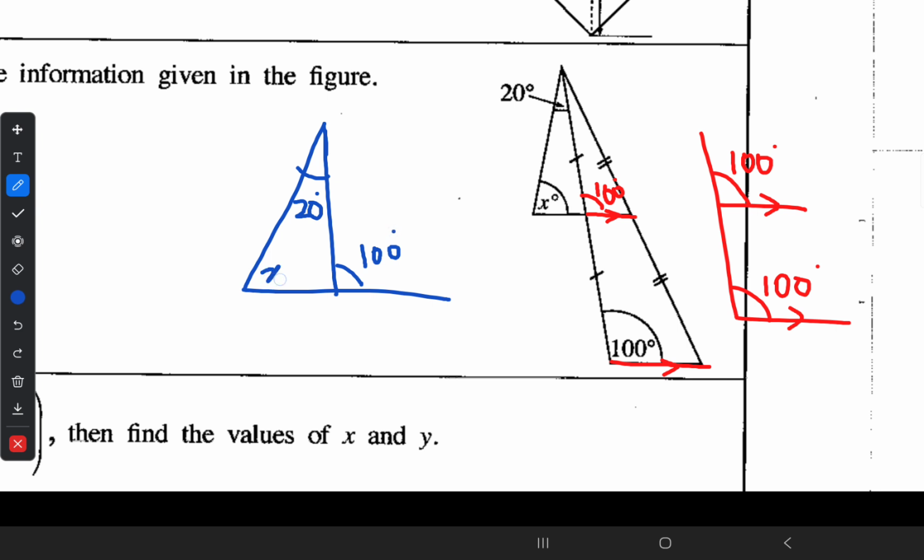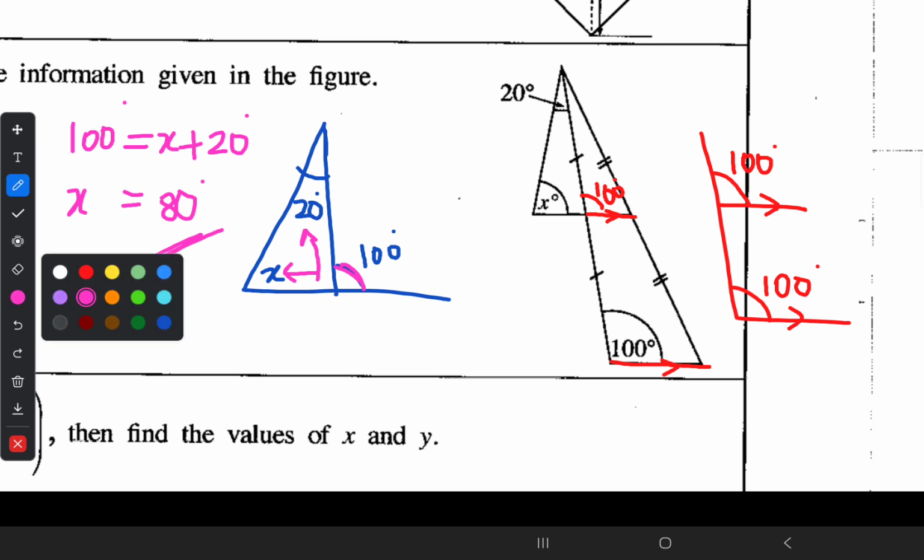This is X. You can use two methods. Exterior angle of a triangle equals to sum of interior opposite angles. Exterior angle 100, that is equals to sum of interior opposite angles. So 100 should be equals to X plus 20. So X, that is 80 degrees. 80 plus 20 equals to 100. From that we can obtain the answer for X as 80.